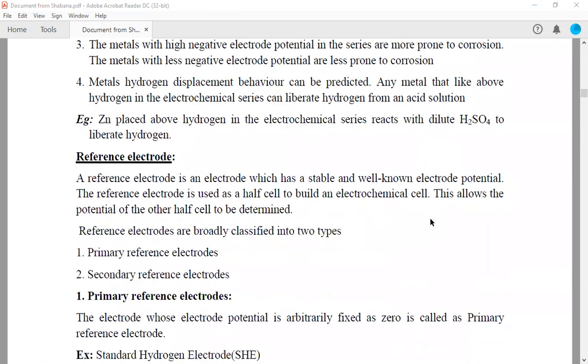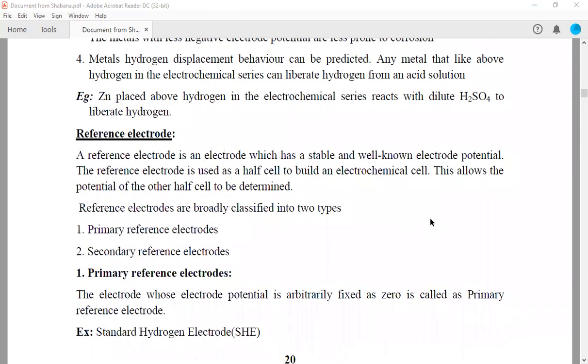Coming to the reference electrode. What is a reference electrode? Reference means that the electrode has a stable and well-known electrode potential. That means the value of the electrode potential is standard, well-known, and stable. That type of electrode will be taken as a reference electrode. Moreover, this electrode is used as a half cell in the electrochemical cell.